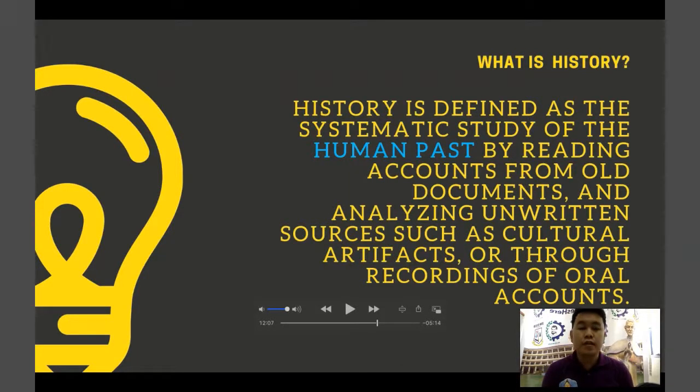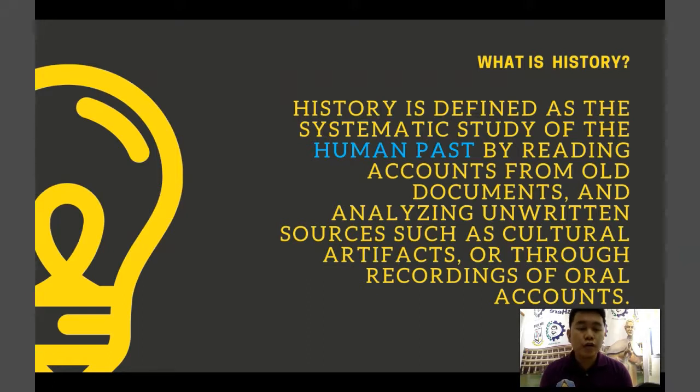Today we will be studying another discipline in the social sciences, and that is history. To begin with, let us first define what is history. Now, history is usually defined as the systematic study of the human past by reading accounts from old documents and analyzing unwritten sources such as cultural artifacts or photo recordings of oral accounts.